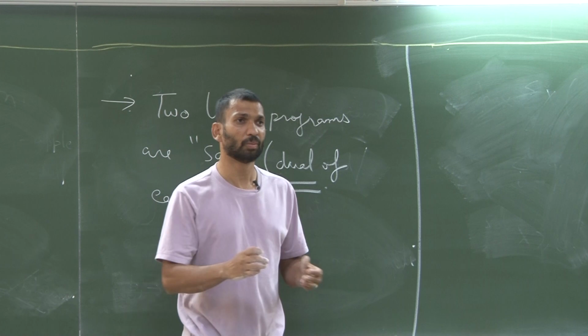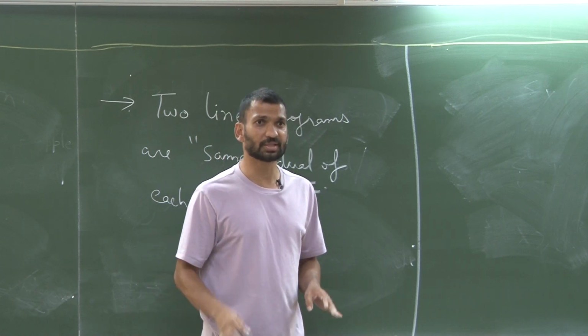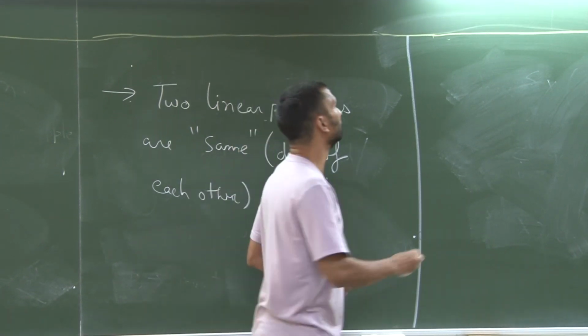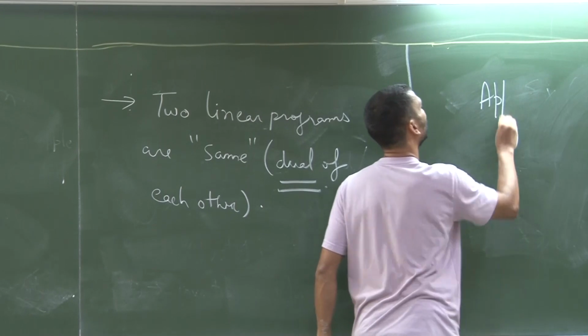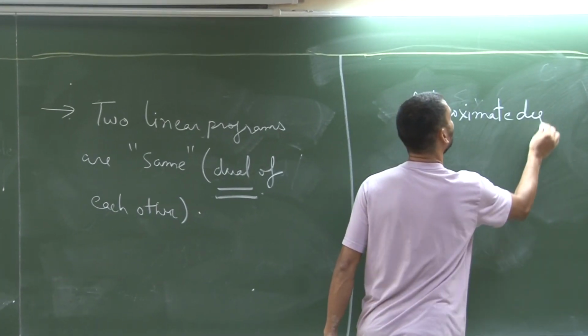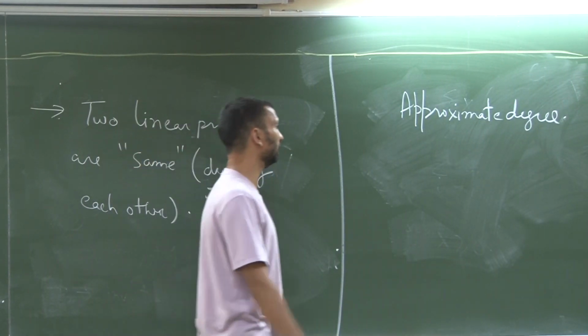Let me give you more exercise, and this is going to be slightly more difficult. Okay, this is an exercise for you. So ready with pen and paper? Okay, this is the problem of what we call approximate degree. Okay, what is approximate degree?